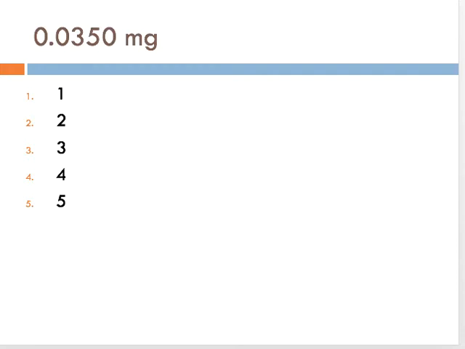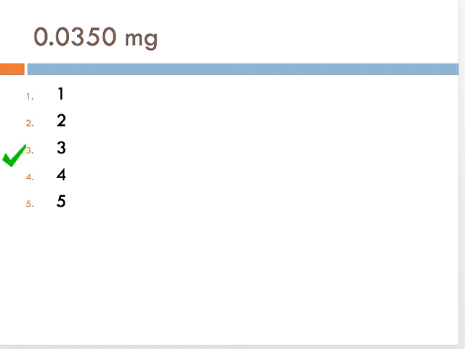Next one is this. Now we have 2 kinds of zeros here. We have placeholders. They're not significant. But we have a 0 at the end of a number that has a decimal in it. So again, that's telling us this is the uncertain, not the 5. So that means we have 1, 2, 3 significant figures.